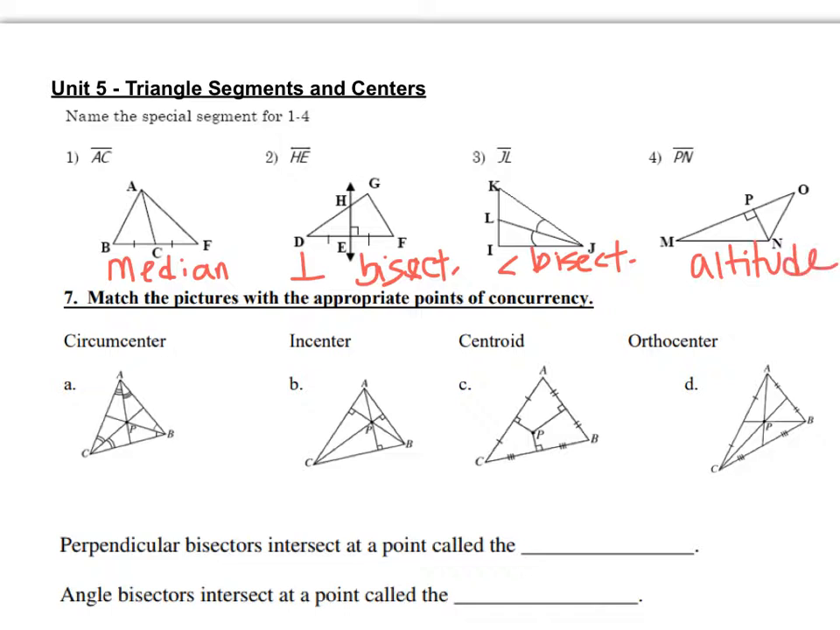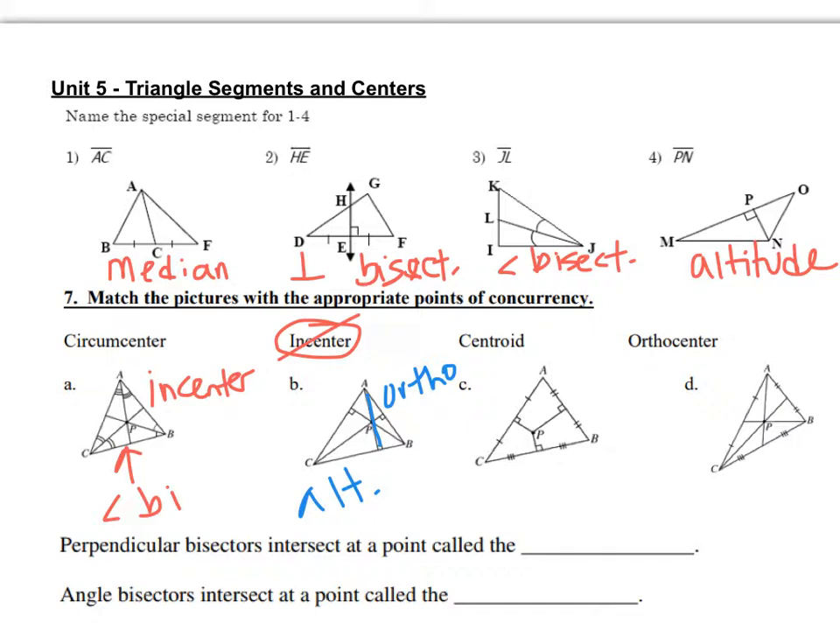Alright, so the next section is looking for me to connect, so I'm going to start with the pictures. So this first one, I noticed there are the angle bisectors. Angle bisectors are concurrent at the incenter. So A is going to be my incenter. Okay. Then I notice right angles that are being connected to a vertex. So those are my altitudes. And altitudes are concurrent at the orthocenter.